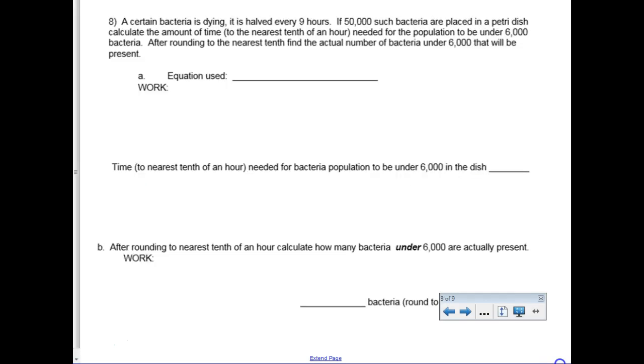Let's move on. All right, so this question has a half-life, and the formula off of your pink card that you're going to be using is this guy. So the t over h power. Since it's half-life, and they give you a bunch of info here, it says it halves every 9 hours, so that is the h, the half-life. Starts with 50,000, so that's the initial amount. Petri dish, yada yada, they want it to be under 6,000, so that's going to be our final amount.